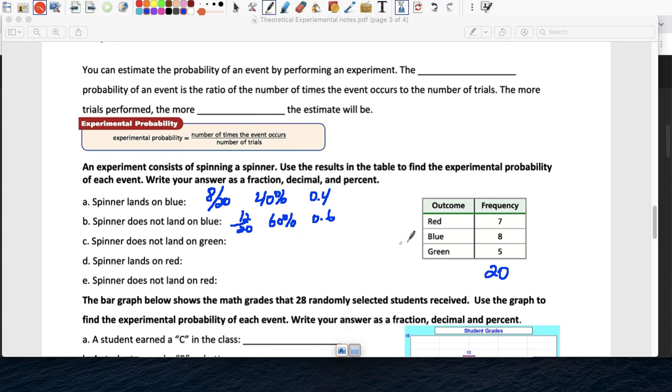0.6. Does not land on green would be red and blue, so that's 15 out of 20. 75%. 0.75. Lands on red would be 7 out of 20, which is 35%, or 0.35. And then does not land on red would be blue and green, which is 13 out of 20, which is 65%, or 0.65.